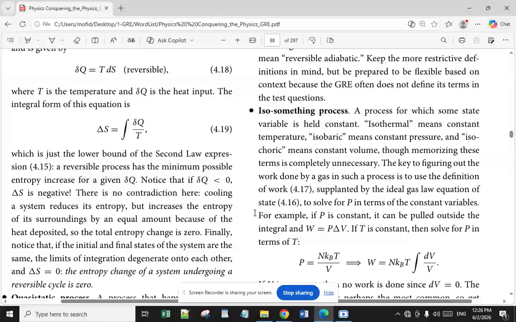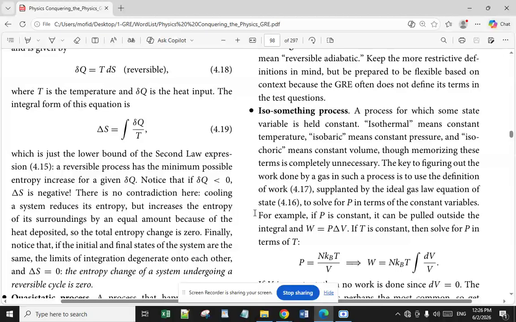Next, processes for which some state variable is held constant. Isothermal means constant temperature. Isobaric means constant pressure. And isochoric means constant volume. Memorizing these terms is completely unnecessary.